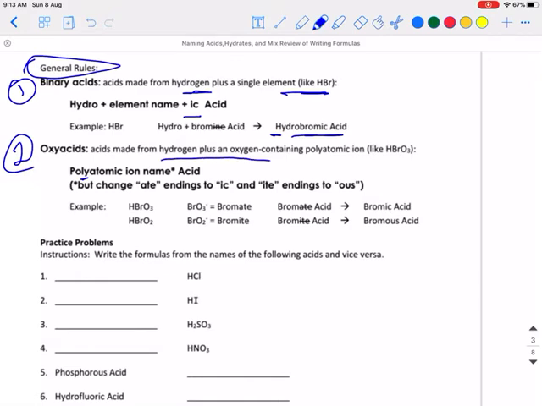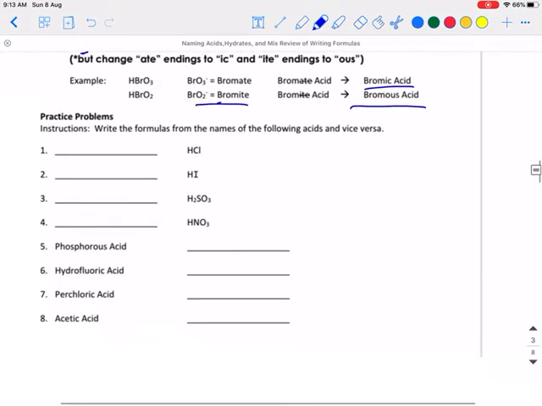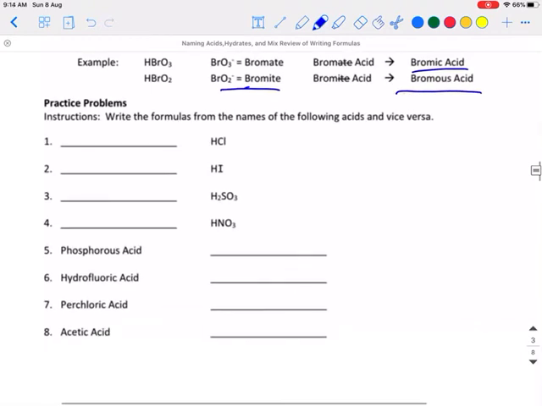We have another type of acids, oxyacids. Acids made from hydrogen plus an oxygen-containing polyatomic ion like HBrO3. BrO3 is bromate, so it is bromic acid. BrO2 minus is bromite with H, it will be acid, we call it bromous acid. Let us name and write formulas of the following acids.